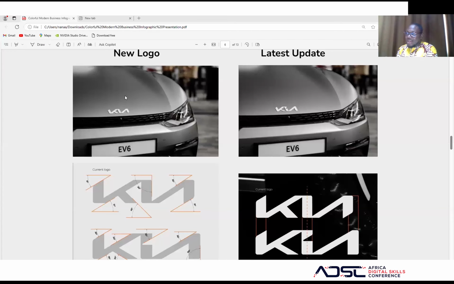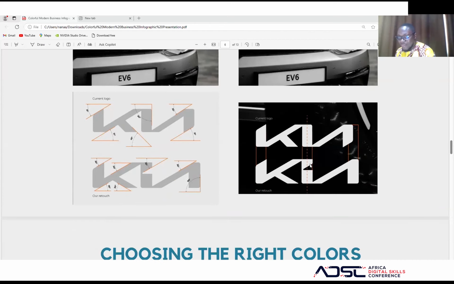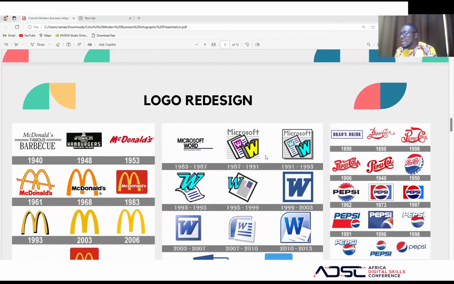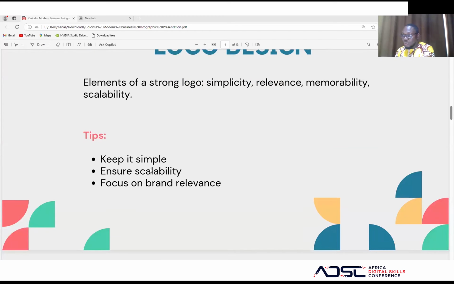The Kia logo, their new logo, their latest update. You can tell the style as compared to their new version of the logo. You understand what I'm trying to say, right? And talking about accuracy in logo now, the logo in the slides, I put that the logo should have scalability. That is where we are heading to now.